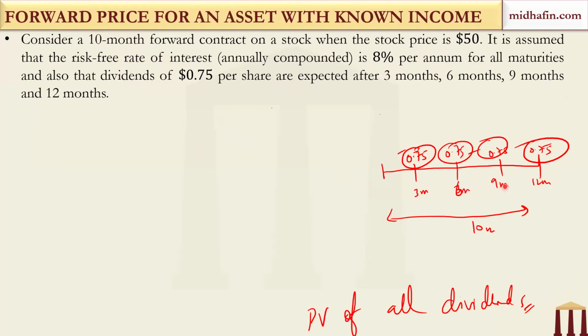And every 3 months, this is the diagram, timeline. Every 3 months, you are receiving dividends. But the life of the forward contract is only 10 months. This is the life of the forward contract. So tell me, in your calculation of the present value of the income, I, will this have a role to play?